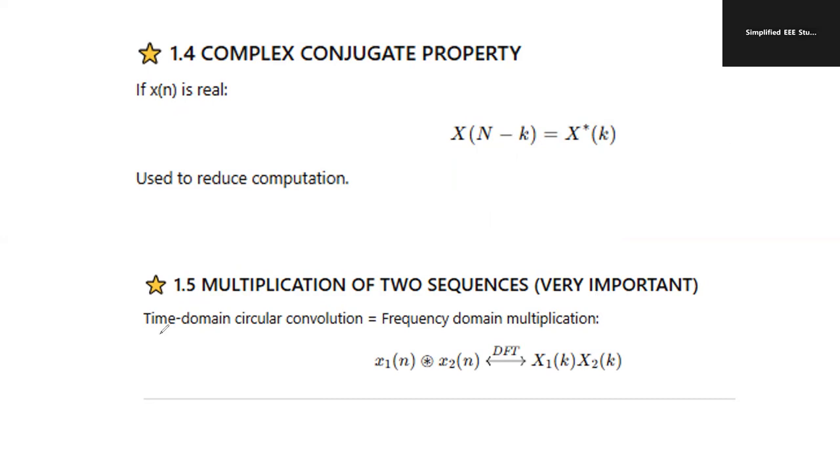The time domain circular convolution is equal to frequency domain multiplication. Convolution will be represented by using the star with a circle. So x1 of n circular convolution x2 of n is nothing but X1 of k into X2 of k. Here it is in the frequency domain, whereas the left side is the time domain. Time domain circular convolution will be directly equal to frequency domain multiplication. That point is very, very important. I request you to make a note of this.